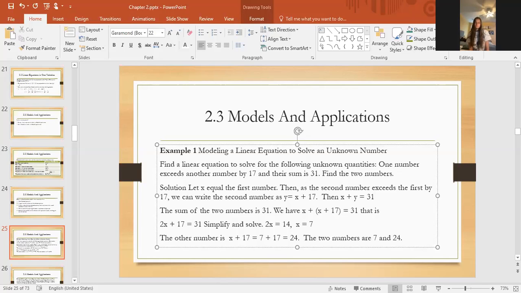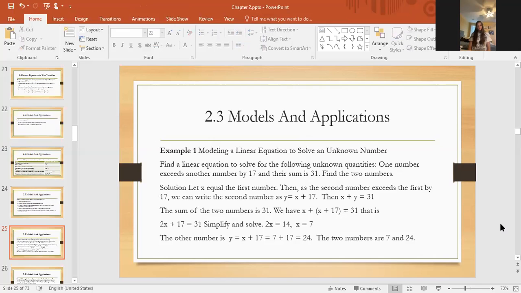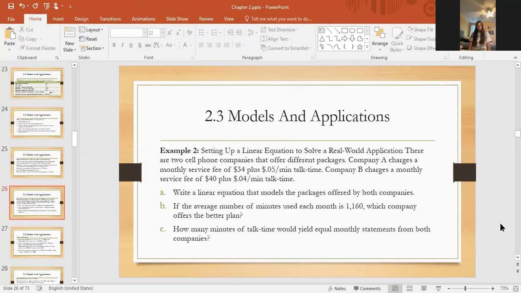So which means 2x equals 31 minus 17. So 2x equals 14, meaning that x equals 7. So y equals x plus 17 equals 24. So the two numbers are 7 and 24. You will have some of those type of questions on homework.